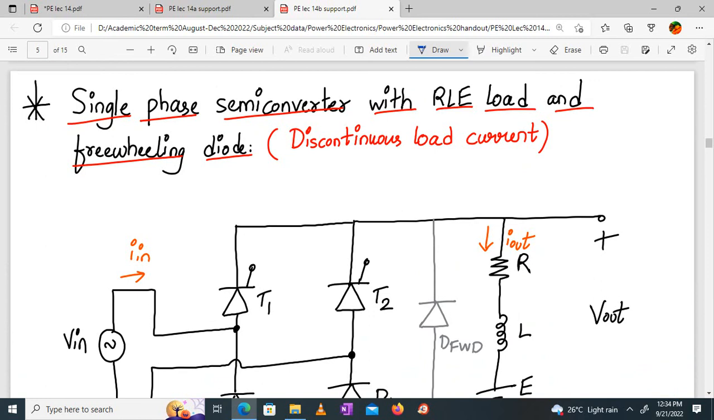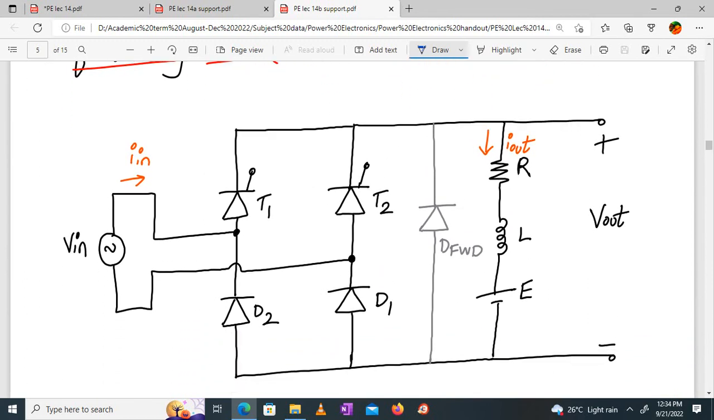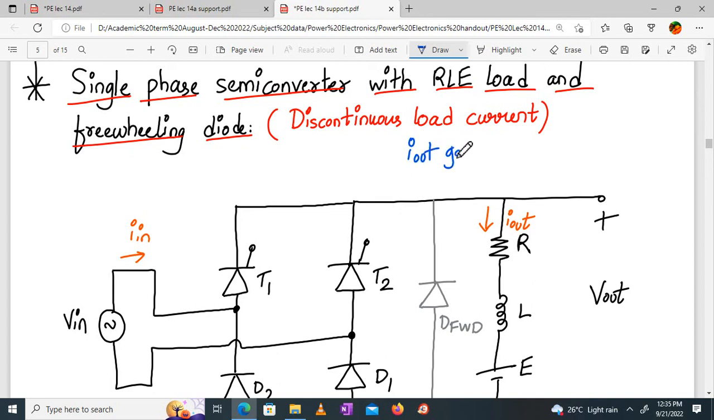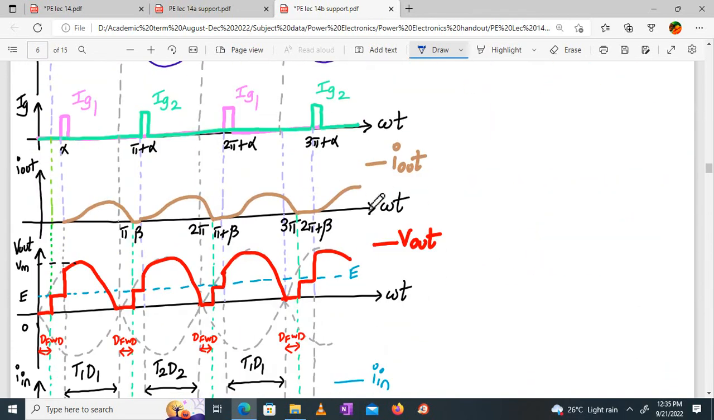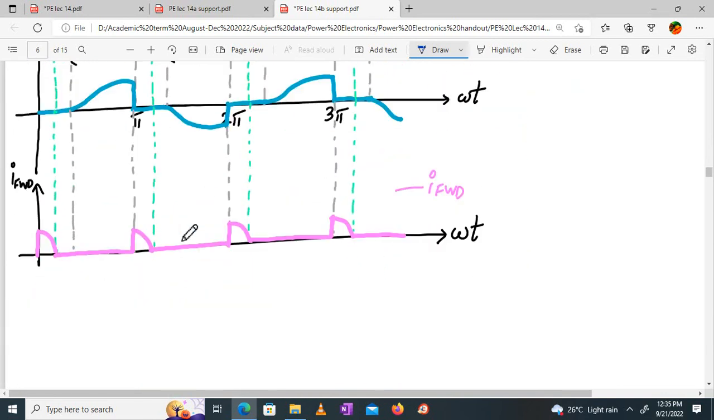This is your assignment, work for the next lecture. For the same circuit with discontinuous load current, plot the waveforms of V in, I G, I out, V out, I in, and freewheeling diode current. Try to draw the waveforms on your own for this circuit in discontinuous mode. Discontinuous mode, what is the meaning of it? I out goes to 0. At what? At omega t equal to beta, right? Pi plus beta, 2 pi plus beta, and so on. So I am showing you the waveforms. This is how it will look. If you can do it, then you have really understood this thing. So you have to do this and come next time.